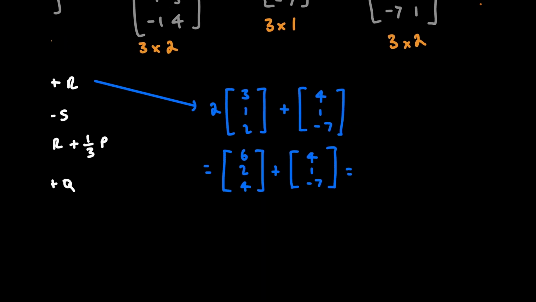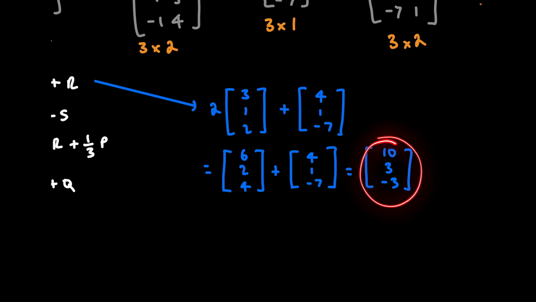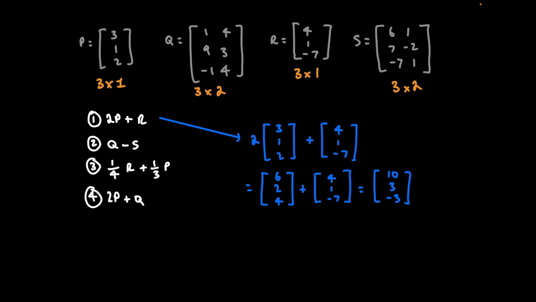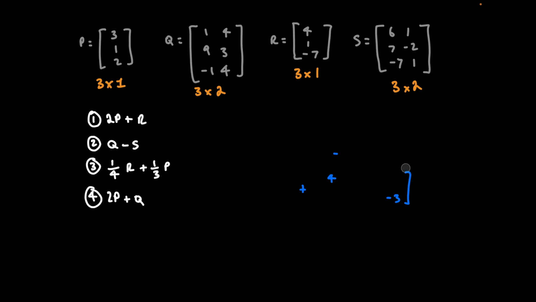All that's the same as is we just have to add up each corresponding element. 6 plus 4 is 10, 2 plus 1 is 3, and 4 plus negative 7 is the same as 4 take 7, which is minus 3. And that is the answer to question 1. Now let's have a look at question 2. Question 2 is asking us to work out what is the matrix of Q take away S.